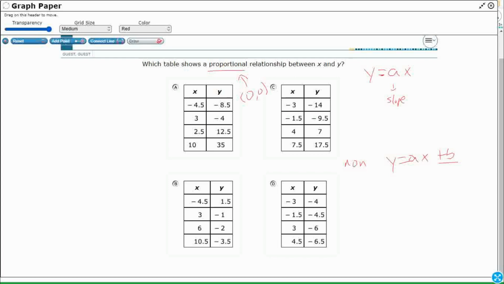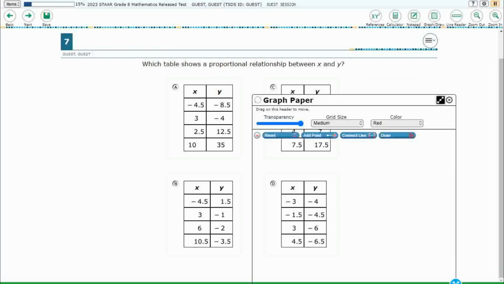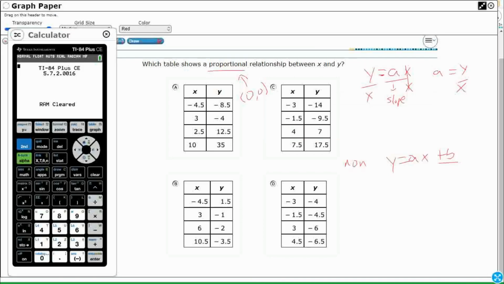So if we're looking for a proportional relationship, other than graphing all of these, which could work, what we could do here is we can say, which one of these has a consistent a? Well, how do we solve for a? If you divide both sides by x, you can find what that slope is, right? That y over x. So let's just get out our calculator, but instead of graphing, let's just see if we can find which of these has a consistent a. So I'm just going to do y over x.